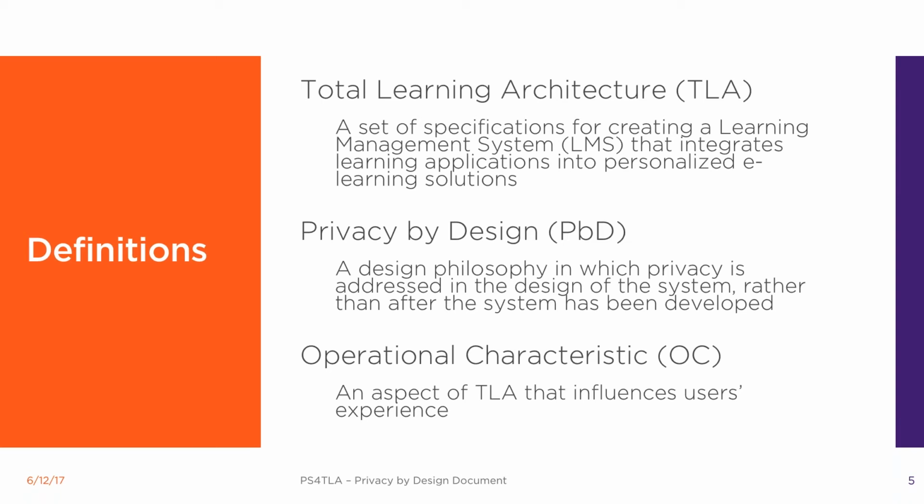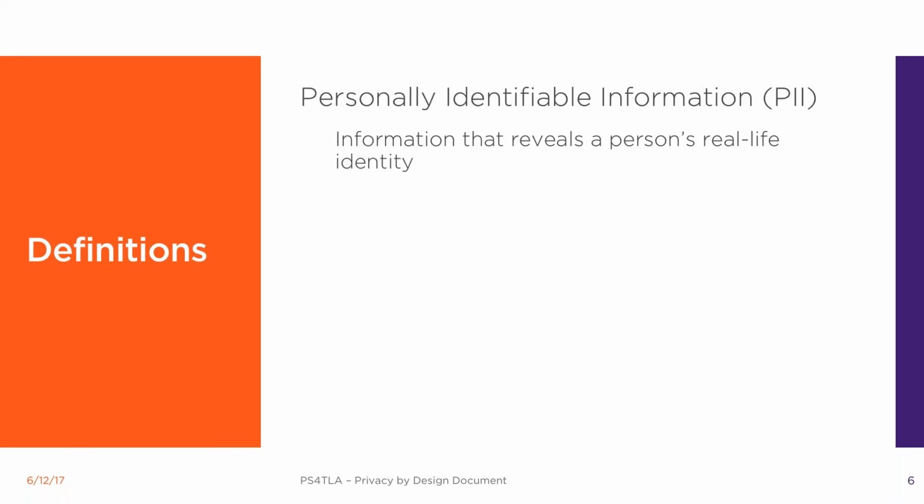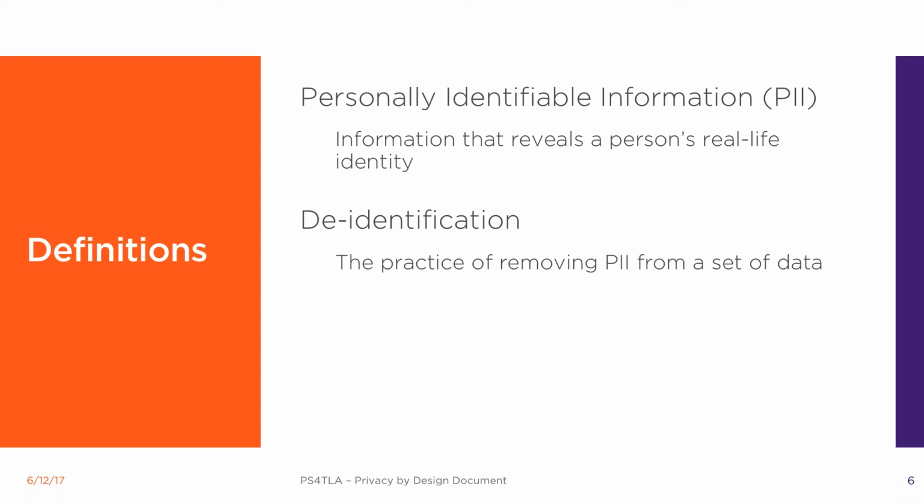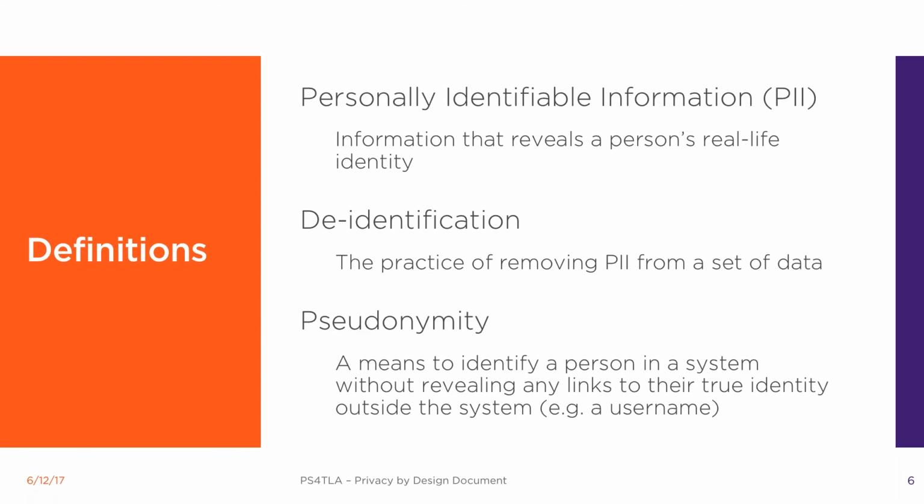So personally identifiable information, another term here, is information that reveals a person's real-life identity. So when I talk about PII, that's what I mean. De-identification is the practice of removing any PII from a set of data. And pseudonymity is a means to identify a person in a system without revealing any links to their true identity outside the system. So for instance, a username, which is not necessarily linked to your real name, is a pseudonym that you can use in the system.